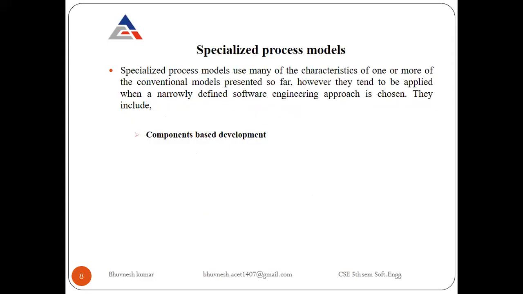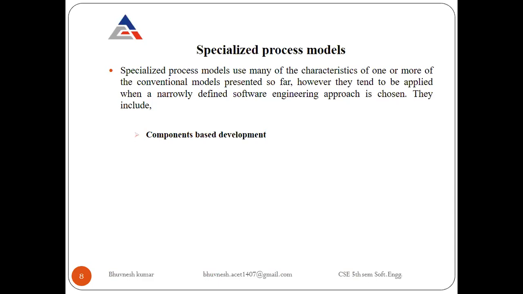Then the next approach is the specialized process model. After evolutionary, there is a specialized process model. What is a specialized process model? It uses many of the characteristics of one or more of the conventional models, meaning the traditional model approach is used. The conventional models presented so far tend to be applied when a narrowly defined software engineering approach is used. If you want to use a narrow approach for your software development, then go for the specialized process model.